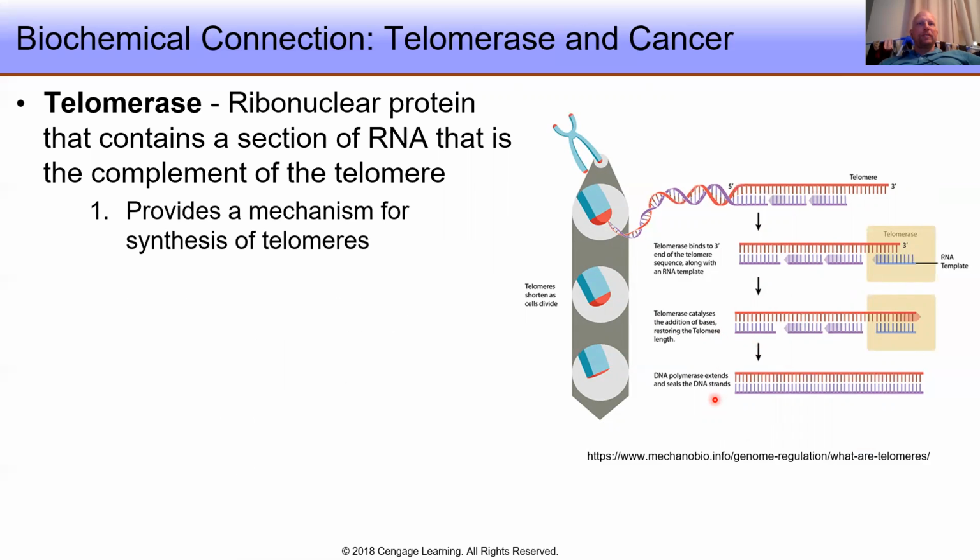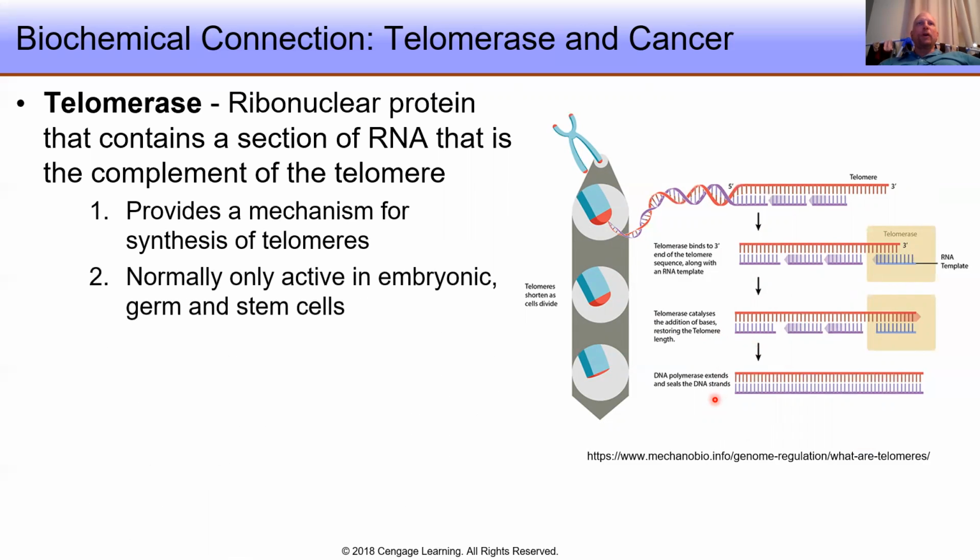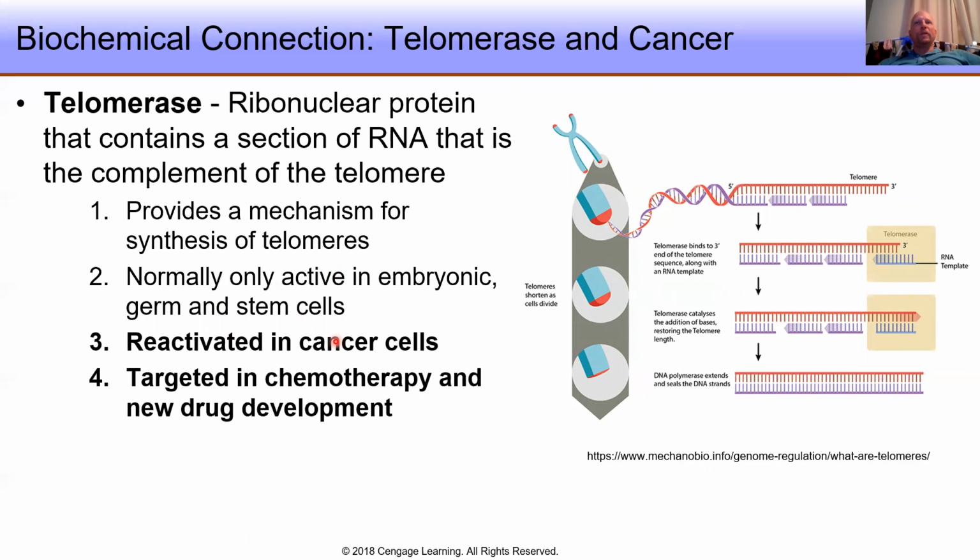So it's a mechanism for synthesis of telomeres, but you only see this enzyme normally active in, for example, embryonic cells, also germline cells and stem cells. It's not normally active in adult somatic tissue. If it is active, then it's pathological. So, for example, we see this enzyme telomerase is reactivated in cancer cells, and therefore it is a target for chemotherapy and also development of new drugs against cancer.